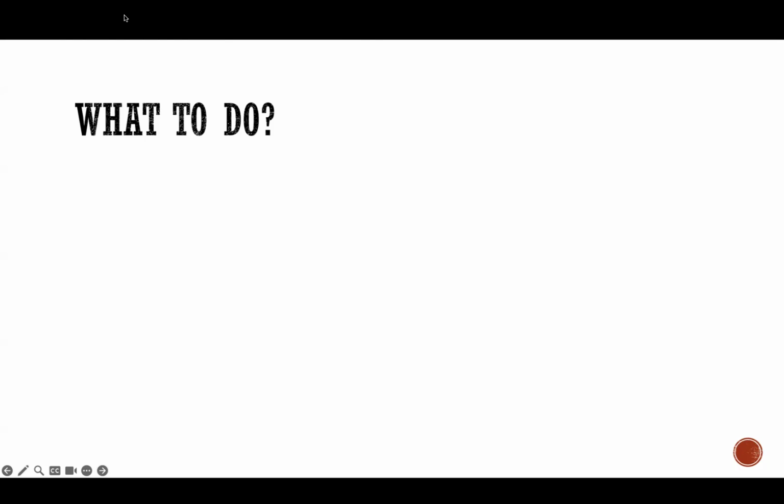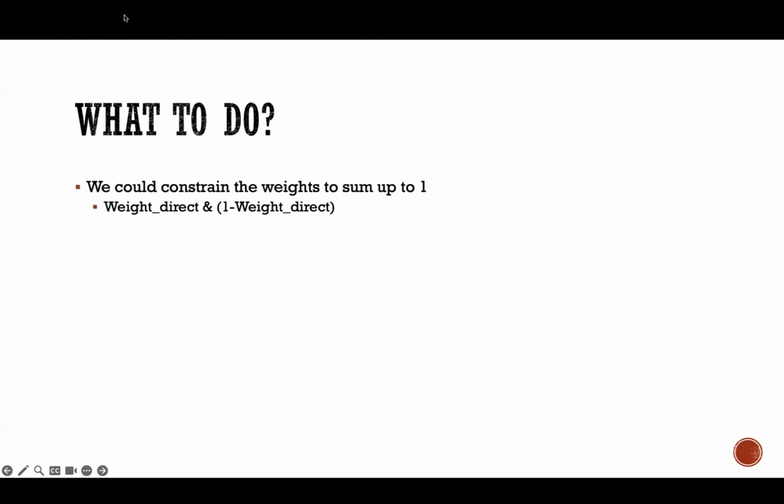Mm-hmm. Yeah. But then I guess try to simplify it, instead of figuring out two weights, simplify it to one. That was like the weight relationship. Yes. So for instance, a first way is simply to say weight direct and 1 minus weight direct. Right? This says that the two weights are bound.